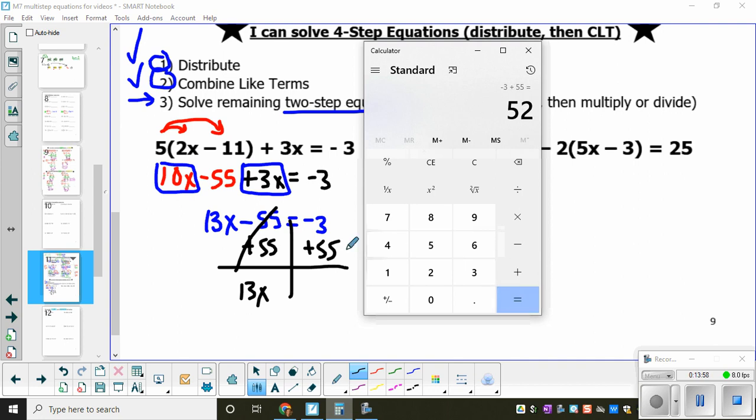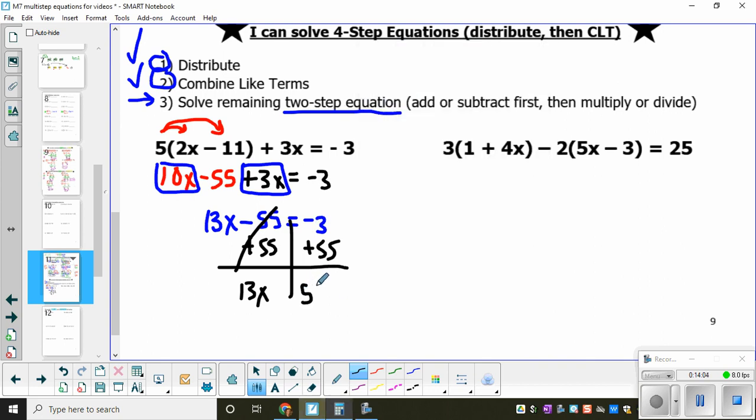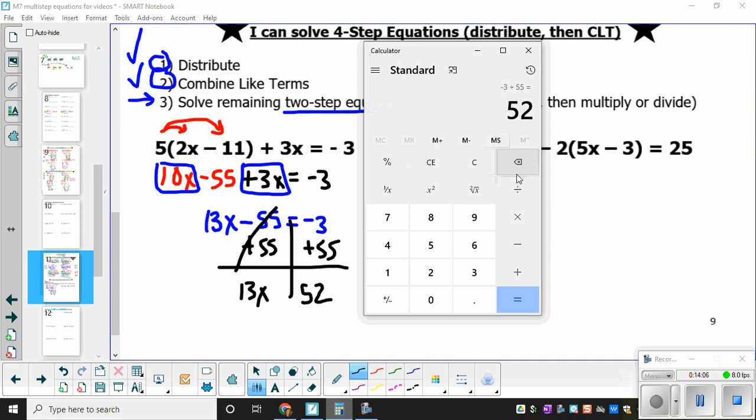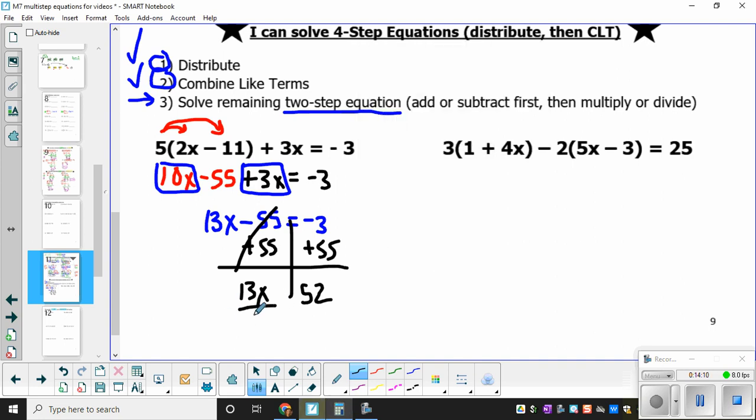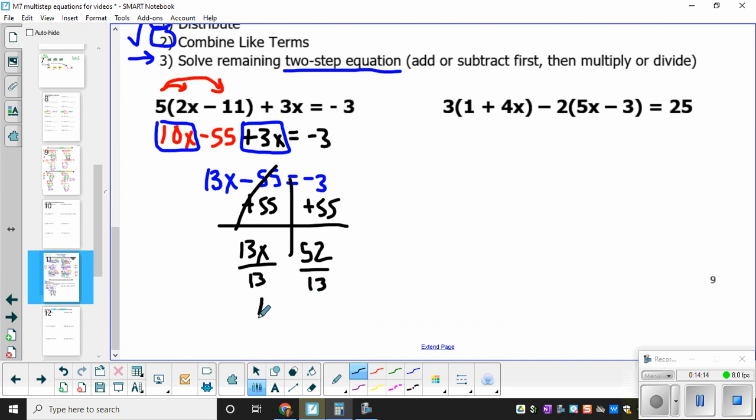And now you might realize it's okay to think of it as 55 minus 3. So 55 minus 3 is 52. All right, and now when I do the 52 divided by the 13, we get a 4. So we're going to divide both sides by the 13. The 13s cancel out, and x is all by itself, and we get x equals 4.